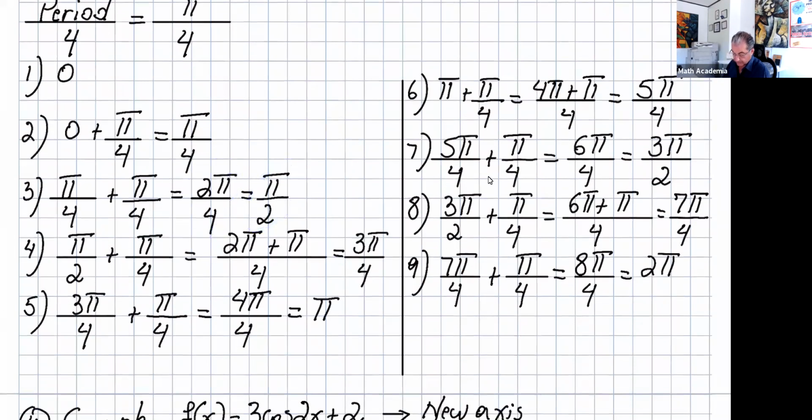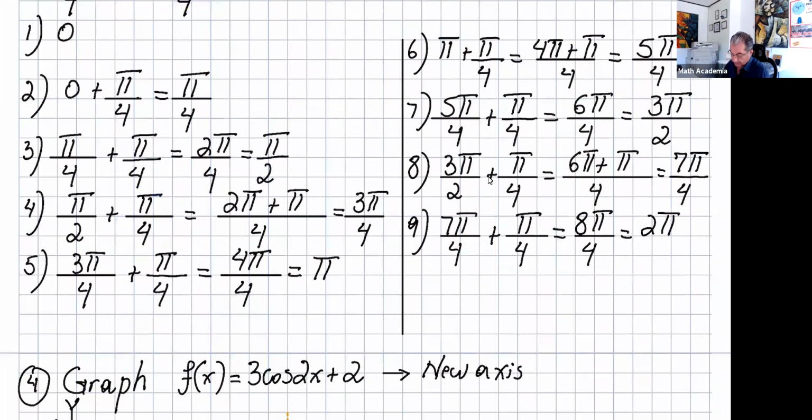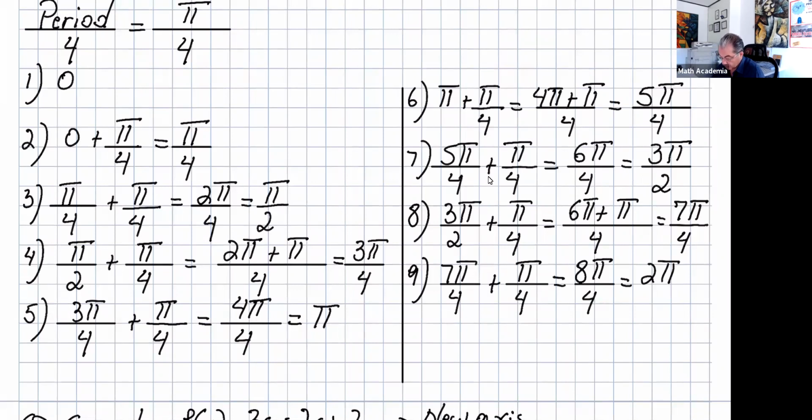Then pi over 2 plus pi over 4. Again, same number. If you get the LCD, which is 4, 2 goes into 4 2 times, so 2 times pi is 2 pi plus pi, and that's 3 pi over 4. And the fifth point, or the last point of the first period, will be 3 pi over 4 plus pi over 4, and that's 4 pi over 4, which is pi. So one period is done, but if you want to continue, you can just keep adding pi over 4.